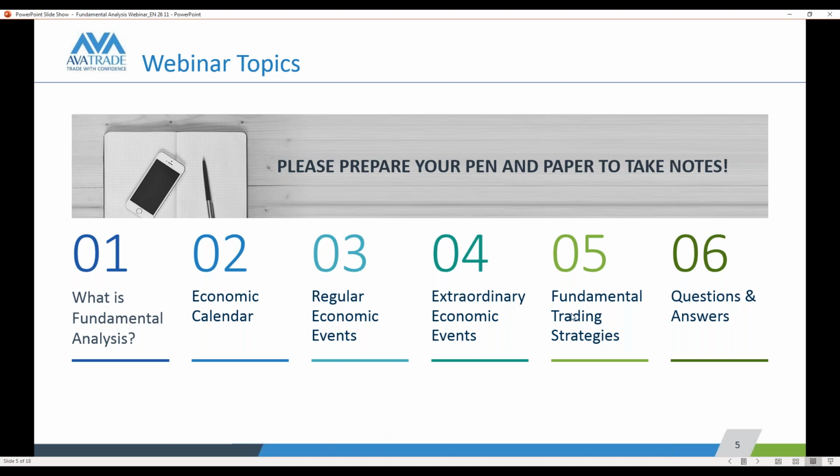If anyone's trading on MT5, then you would need to use a mobile app other than the AvaGo. Okay, you'd have to download the MT5 mobile app.